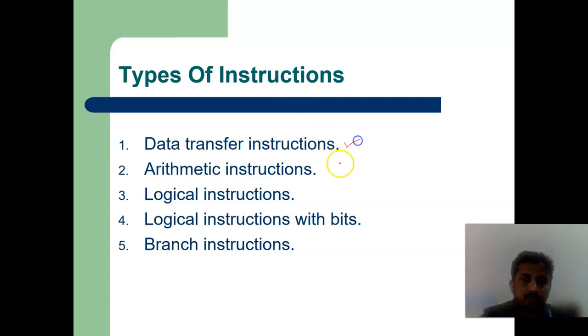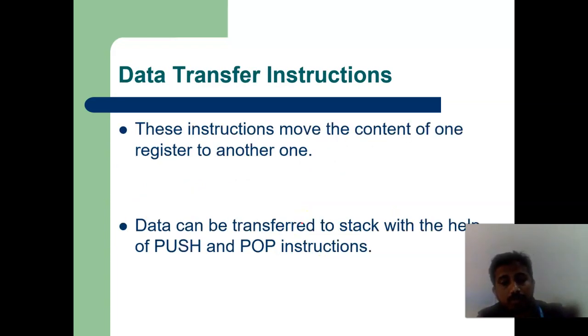First, if you want to transfer data from one location to another, you'll use data transfer instructions. If you want the machine to perform arithmetic operations, you will go for arithmetic instructions. If you want logical operations, you will go for logical instructions. Then there are logical instructions with bits, which are a special case in the 8051 microcontroller. It is not available in the microprocessor because the 8051 has a Boolean processor. And then there are branch instructions, which are common to us.